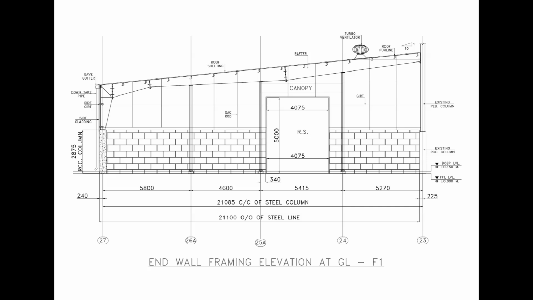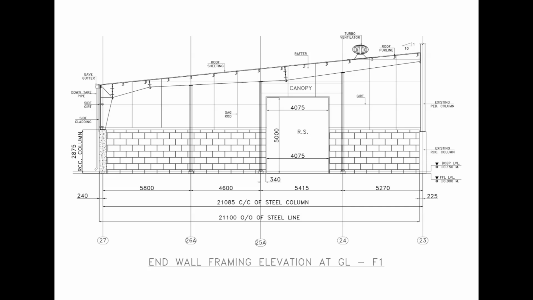Now we are looking at the end wall framing elevation at grid line F1. This elevation includes an important feature, the rolling shutter opening, marked as RS. The opening is 4,075 millimeters wide and 5,000 millimeters high. A canopy is provided above this opening.